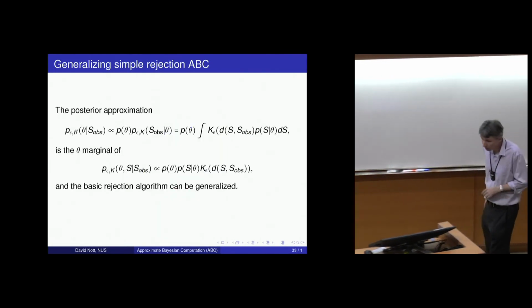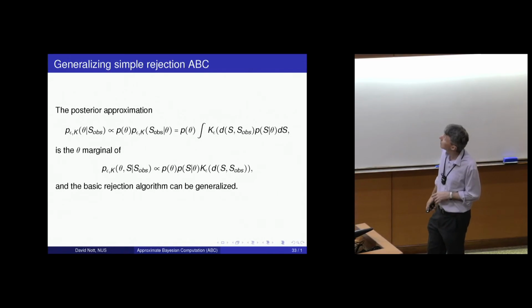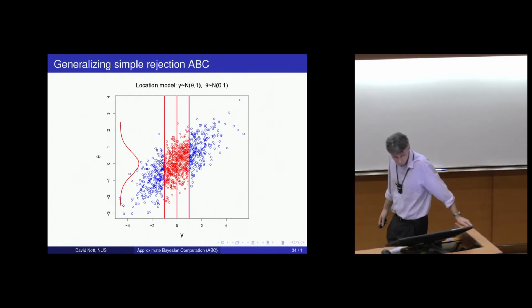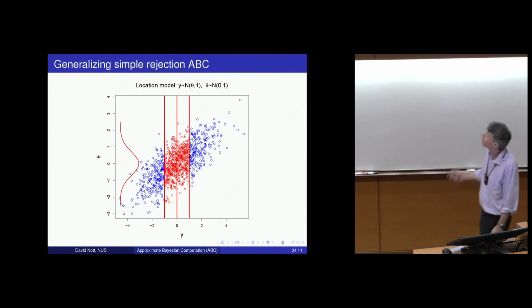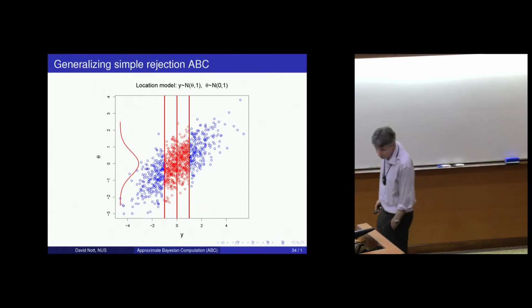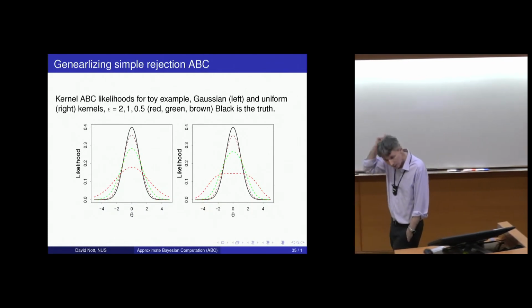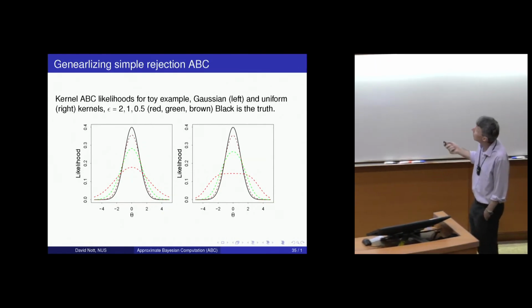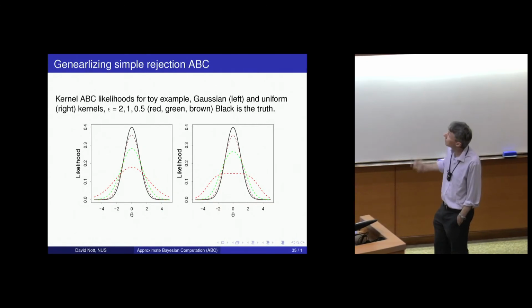So I thought I'd show you some examples of the implicit likelihood being used in ABC for two different kernels. So I'm going to go back again to this location normal toy model. So y is N(theta, 1), theta is N(0, 1). I've got these samples from the joint prior. Let me consider here a uniform kernel and a Gaussian kernel. So I've shown you here what the implicit kernel ABC likelihoods are for equivalent values of the bandwidth. The Gaussian kernel is on the left and the uniform kernel is on the right.